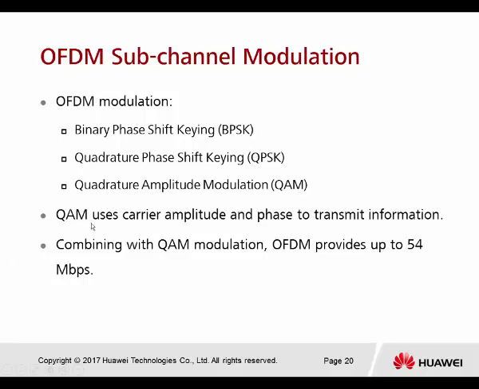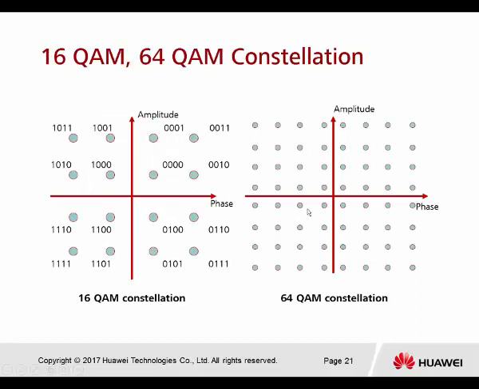So QAM uses the carrier amplitude and the phase to transmit information. Combining with QAM modulation, the OFDM provided up to 54 Mbps. So they can be even more complex. Okay, the calculation inside the 16 QAM or the 64 QAM. So they're using this kind of amplitude and phase to get to know which radio waves belong to the current symbol.